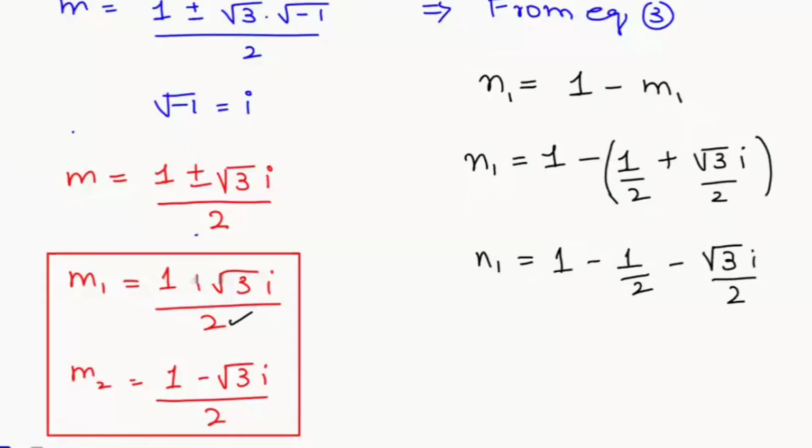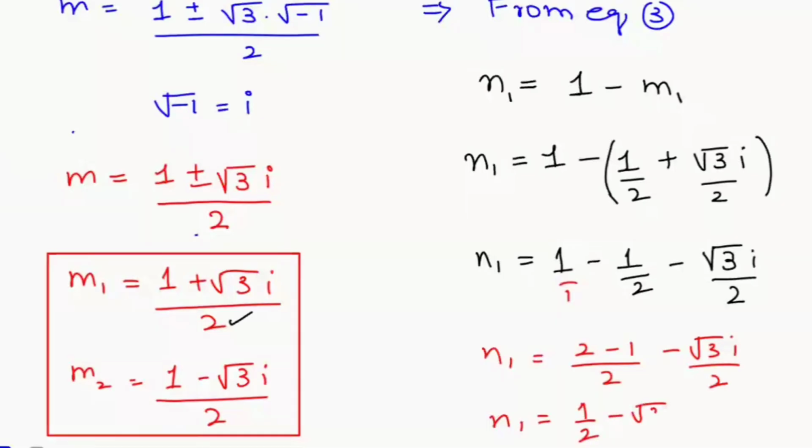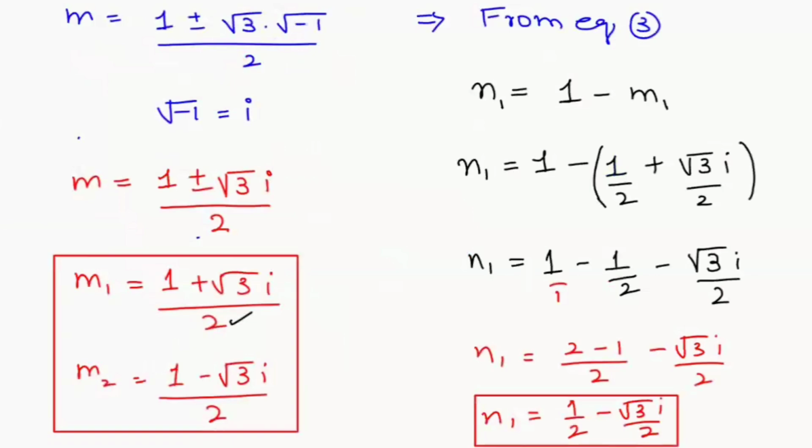Now I'm going to take the LCM. So here we get 2 and 2 minus 1 minus root of 3 iota over 2. And here we get the n1 value, that is 1 over 2 minus root of 3 iota over 2. So here we get the complex solution for n1 and m1.